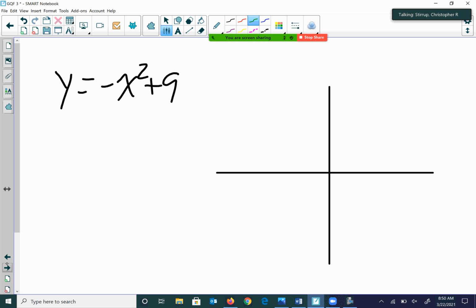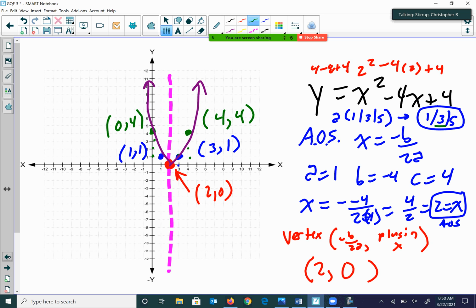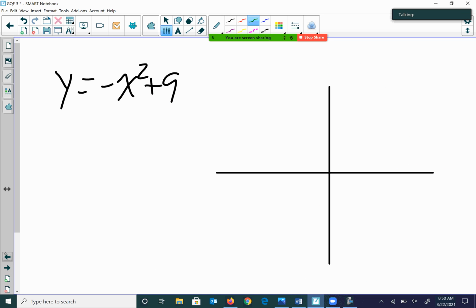All right, anything else? Okay, one left. What is the a value equal to? Close. It's what? Negative 1, perfect. b value? 0. Good. c value? 9. There you go. That's positive right there, isn't it?